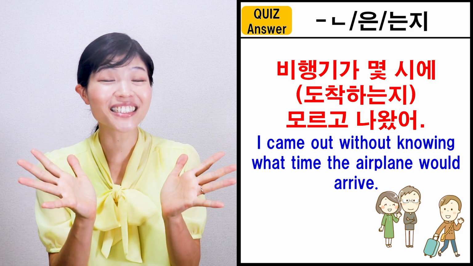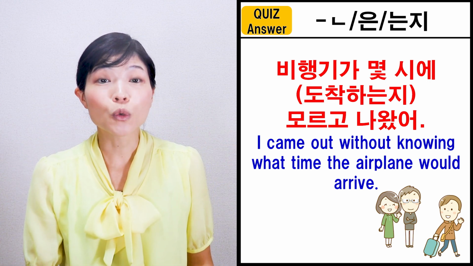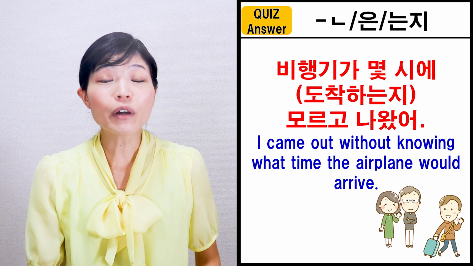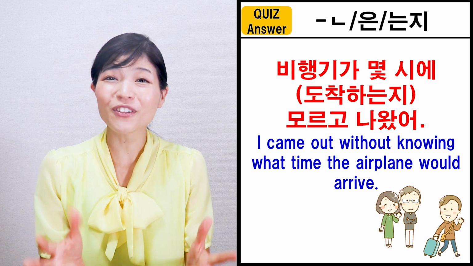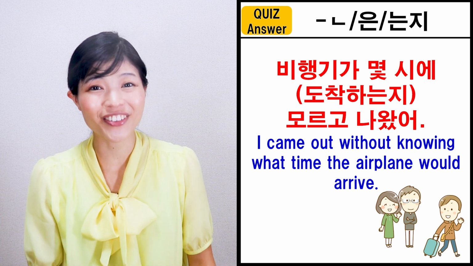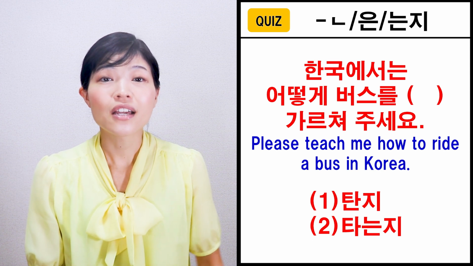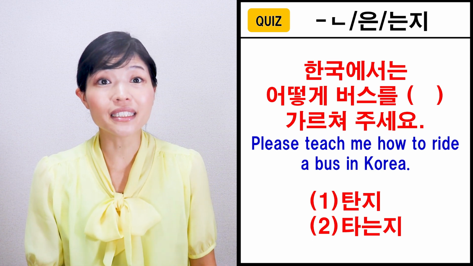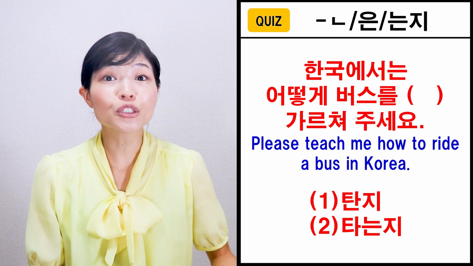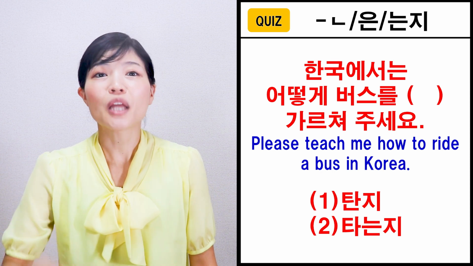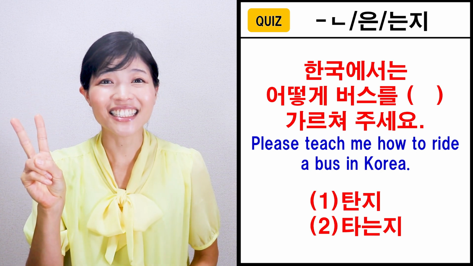Now, let's read the sentence together. 비행기가 몇 시에 도착하는지 모르고 나왔어. Please practice this part until the sentence flows naturally from your mouth. Then let's try the next quiz. 한국에서는 어떻게 버스를 ___ 가르쳐 주세요. Please teach me how to ride a bus in Korea. Number 1, 탄지. Number 2, 타는지.